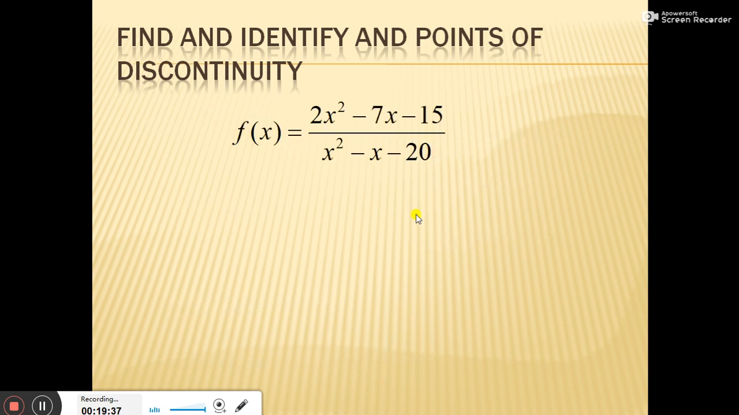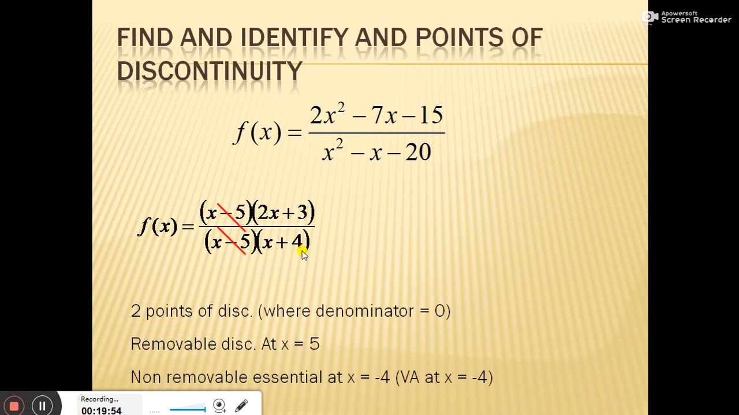And now another example, we have 2x square minus 7x minus 15 upon x square minus x minus 20. Make the factors for this. We have 2 points, x equal to 5 and x equal to minus 4. We have 2 points of discontinuity where the denominator is equal to 0, and at x equal to 5 that is removable, and at x equal to minus 4 that is non-removable.